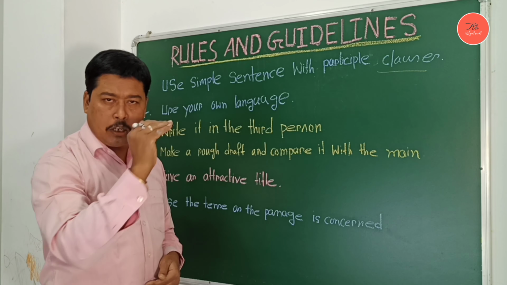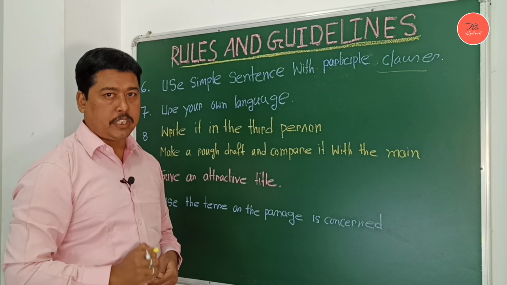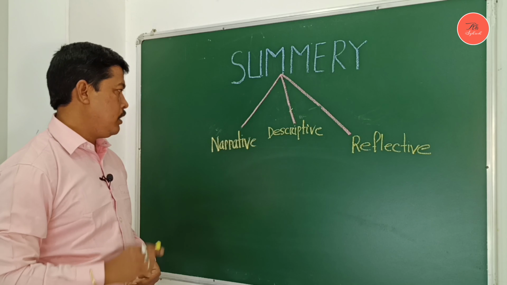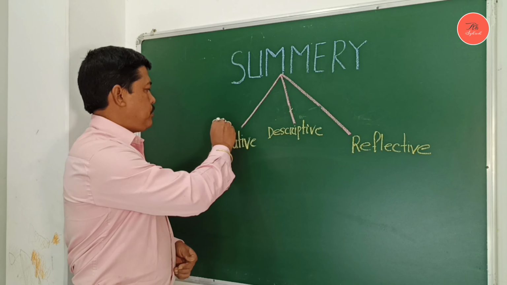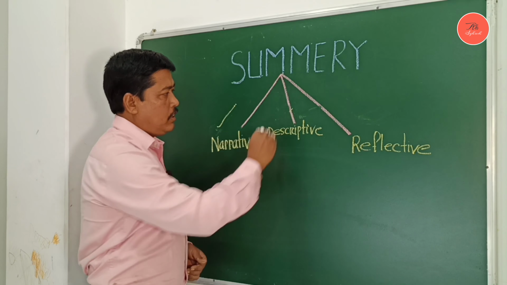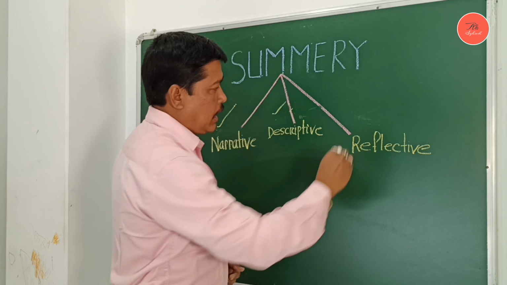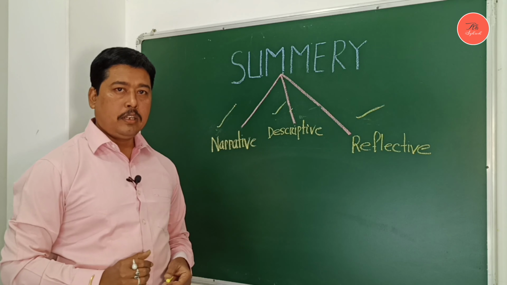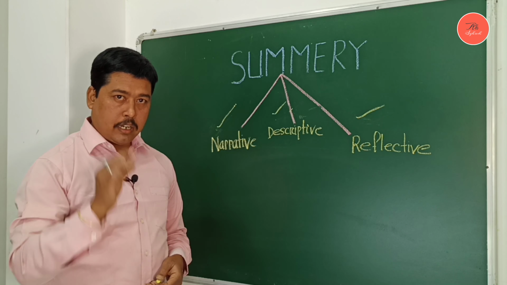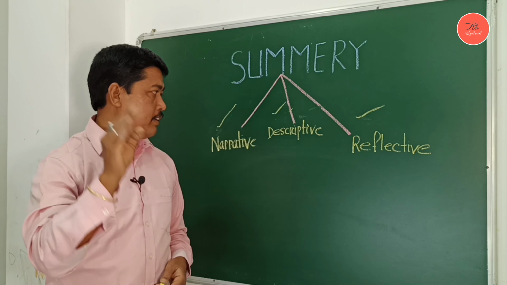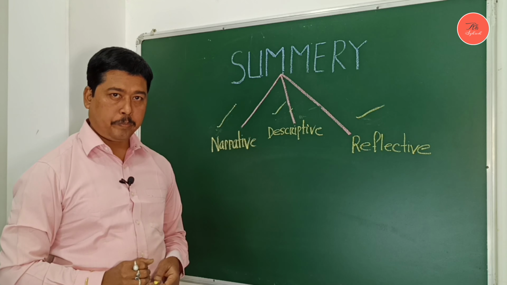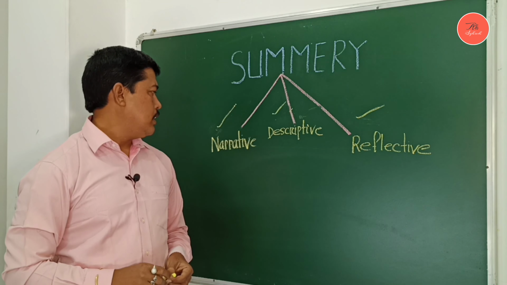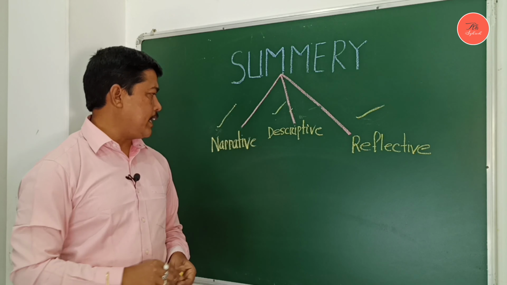Besides this, there is a little bit more to learn about summary. The types of summary. The passage of summary writing falls into 3 sections. The sections are as follows. Number 1, narrative, 2, descriptive, and the last one is reflective. Reflective summary is to some extent harder than narrative and descriptive summary. And reflective summary gets a little bit shorter than narrative and descriptive summary.